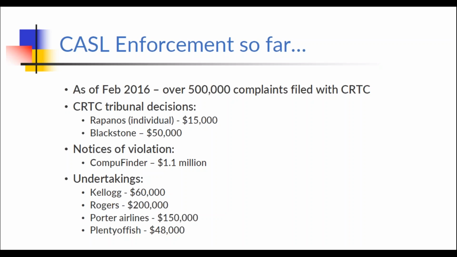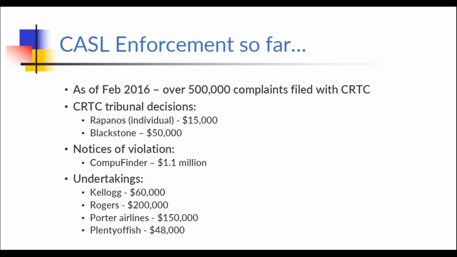So what do we know because the CRTC has made it public? First of all, there have been 2 decisions by the CRTC tribunal. The CRTC tribunal is an administrative tribunal, and I sit on one, not on the CRTC, but an Ontario one, but essentially it's like a judicial body. It's one below a court, and they make decisions on CASL. These 2 decisions reached that point because the individual or the company facing a penalty by the CRTC fought it. They didn't agree, they didn't settle, they fought it. And they both lost.